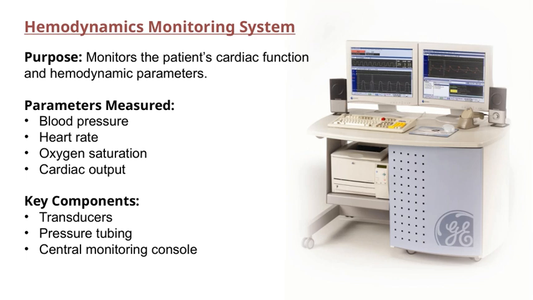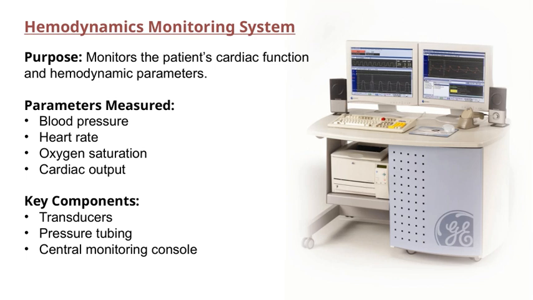By monitoring these parameters, clinicians can make more informed decisions about treatment and interventions. The system measures several key parameters. First, blood pressure, which tells us how effectively the heart is pumping blood through the arteries. Then, heart rate, which indicates how fast the heart is beating.